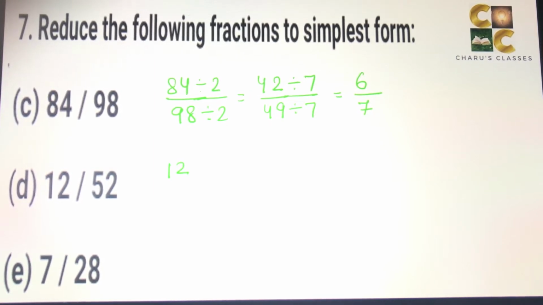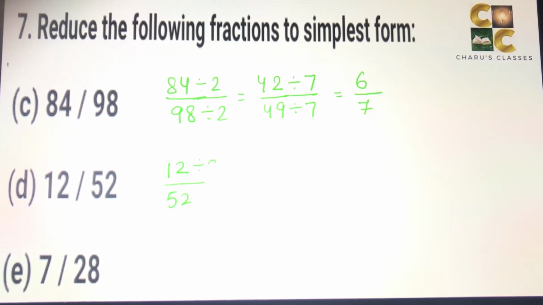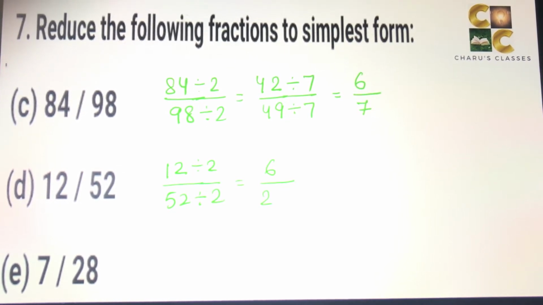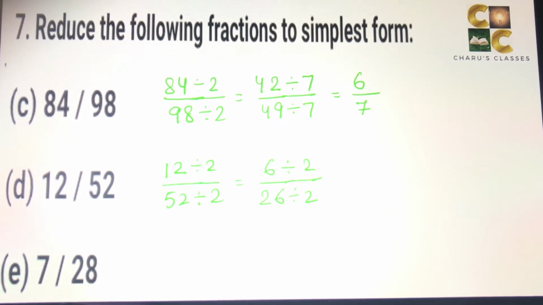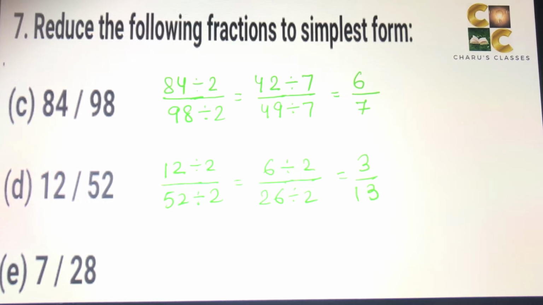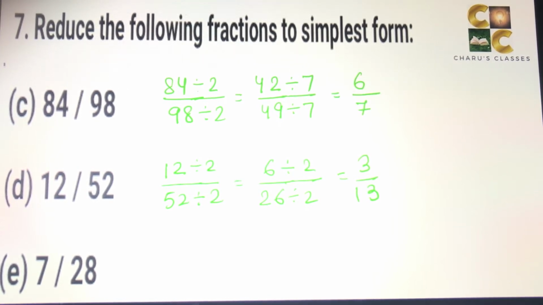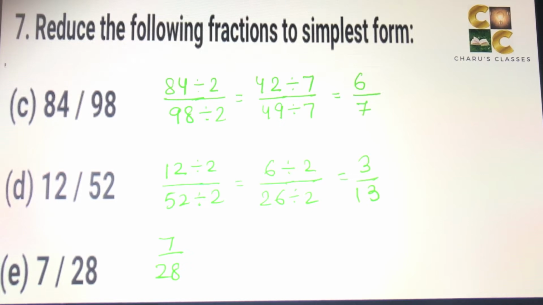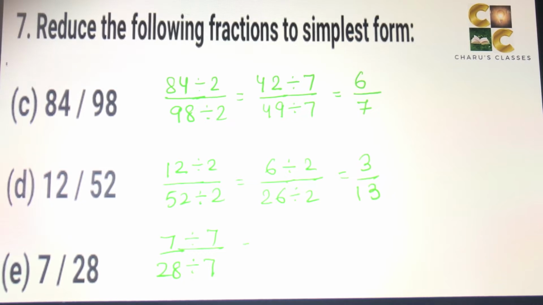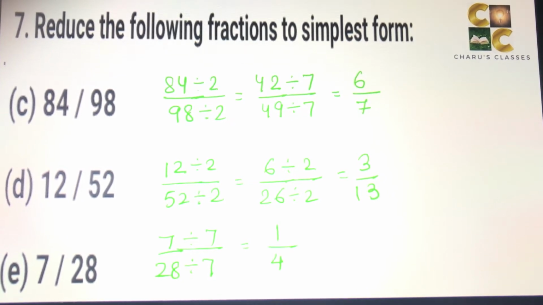Then we have 12 and 52. So let's divide by 2 first. This gives us 6 by 26. अभी भी हम इसे 2 से डिवाइड कर सकते हैं. So we have 3 by 13. नाउ 3/13 हम इसे और फर्दर डिवाइड नहीं कर सकते. This is the simplest form. 7/28, ये दोनों 7 के टेबल में आते हैं, so we'll divide both numbers by 7. So 1/4. So this is the simplest form of 7/28.